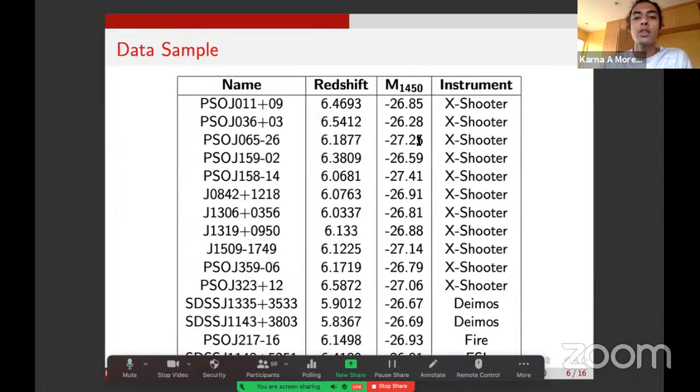And the reason is that the size of the proximity zone not only depends on the age of the quasar or the lifetime of the quasar, but also on the luminosity. And so to not bias the sample, we make sure that they're all within this range. These spectra were taken using X-Shooter, DMOS, FIRE, and ESI instruments. And so here are the 15 spectra.